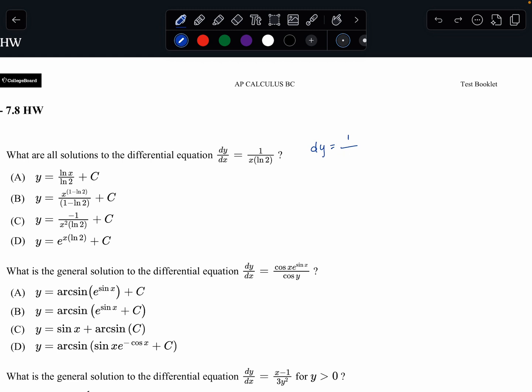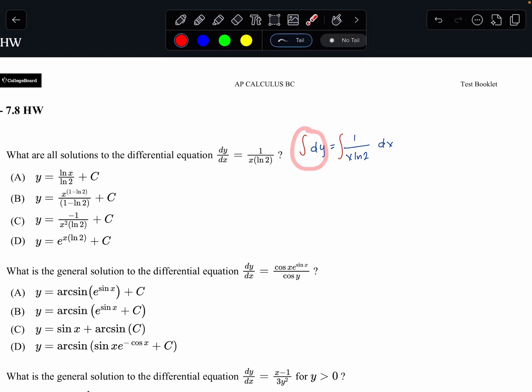I'm trying to think of the best way to anti-differentiate, but okay, I'll just do 1 over x natural log of 2. Just keep in mind that this is just a constant. It's no different if this was 1 over 3x or 1 over 4x or something like that. It should just be used as a constant. Okay, and then times dx. And then we're going to integrate both sides.